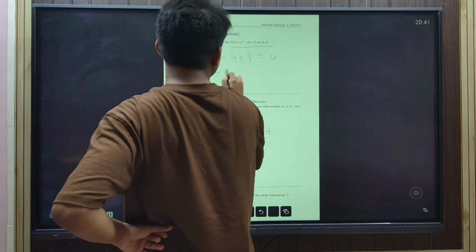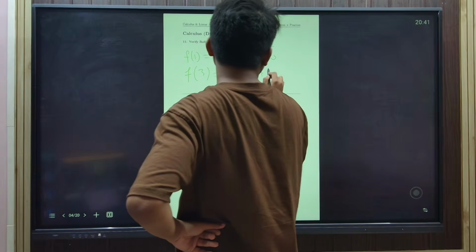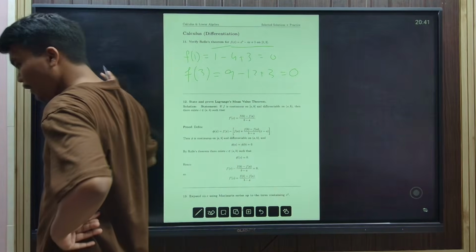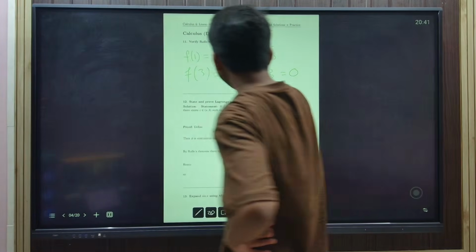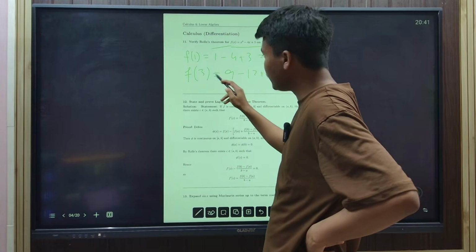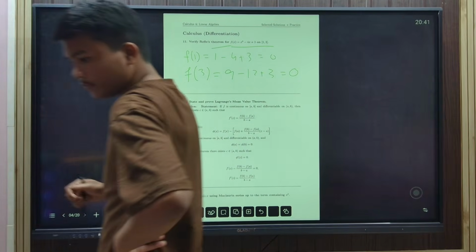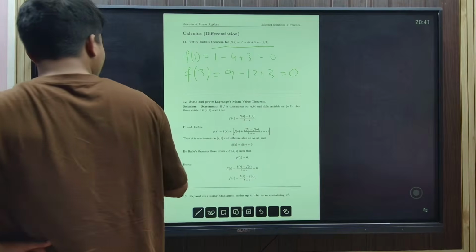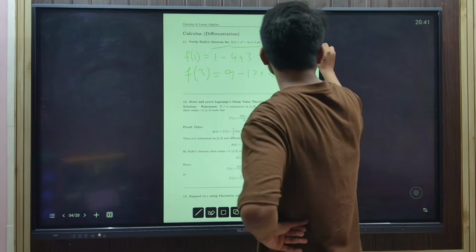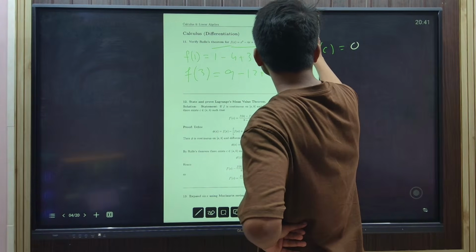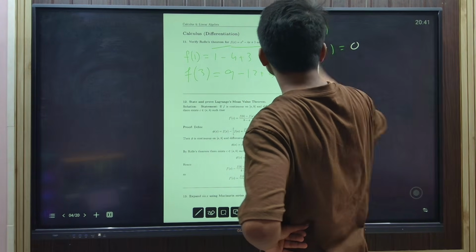And what is f of 3? 9 minus 12 plus 3. This is also 0. So f is continuous on the interval, differentiable on the interval, and f of 1 is exactly equal to f of 3. Then by Rolle's theorem, there exists a point C inside the interval 1 comma 3 such that f dash C equals 0.